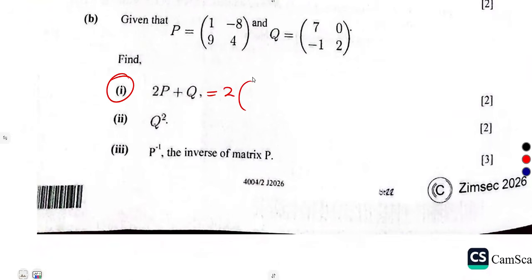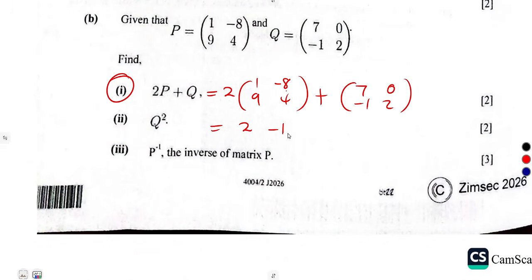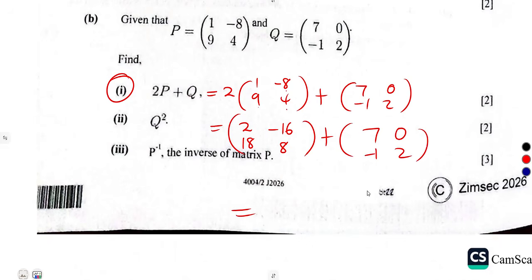So that is 2 times matrix P, 1, 9, negative 8, 4, plus matrix Q, 7, minus 1, 0, 2. So that's it. The 2 is the scalar. It multiplies everything inside the given matrix. 2 times negative 1, that's 2, 2 times negative 8, negative 16, 18, and this was going to be 8. Then you add 7, 0, minus 1, 2, just like that.